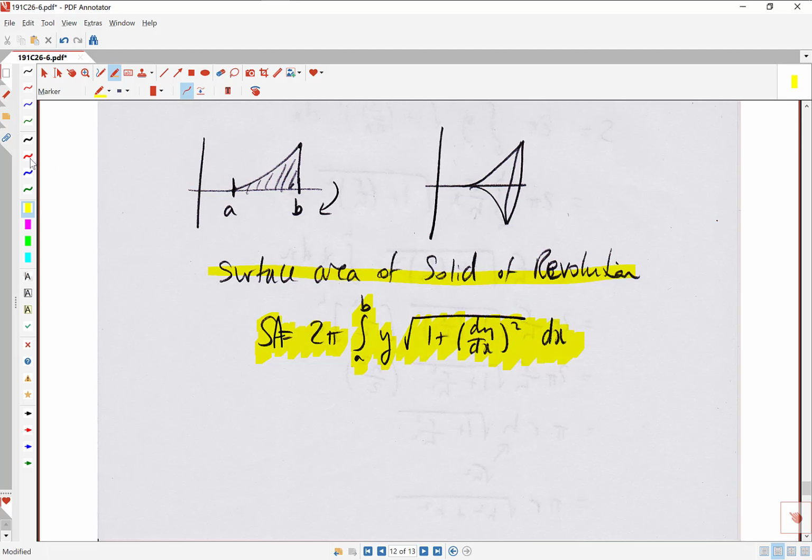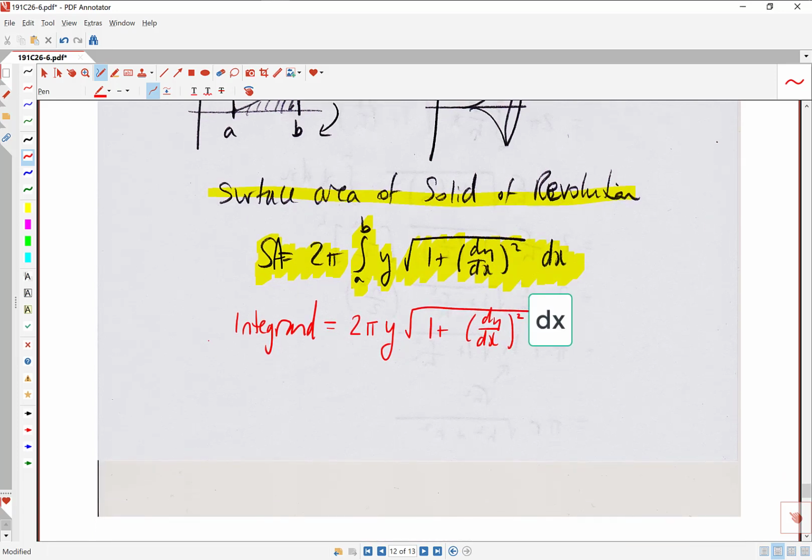Okay, so let's think about this integrand in a little bit more detail. Just look at the thing that you are integrating. You could move the 2 pi inside the integral and say we're integrating 2 pi times y times a certain square root. If we think of it this way, we should be able to figure out what these quantities represent. So 2 pi y is representing the circumference of a circle. And we know that this part here is representing a tiny chunk of arc length.